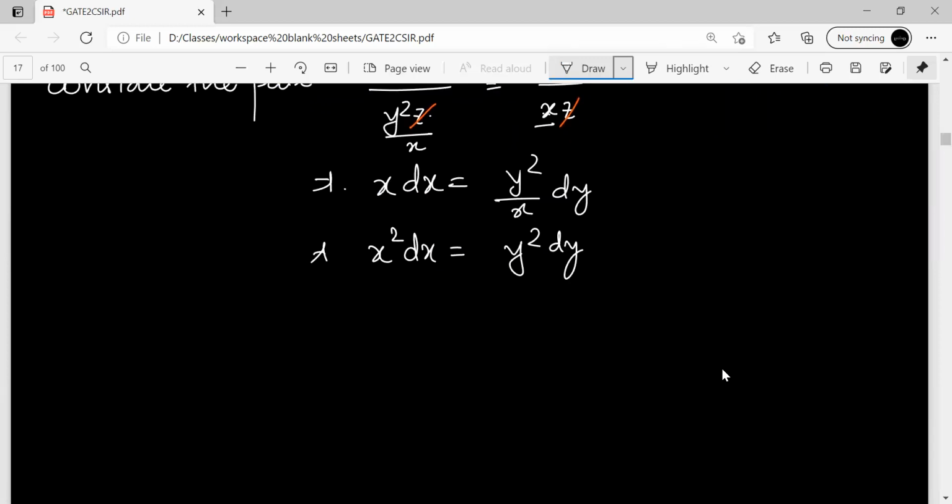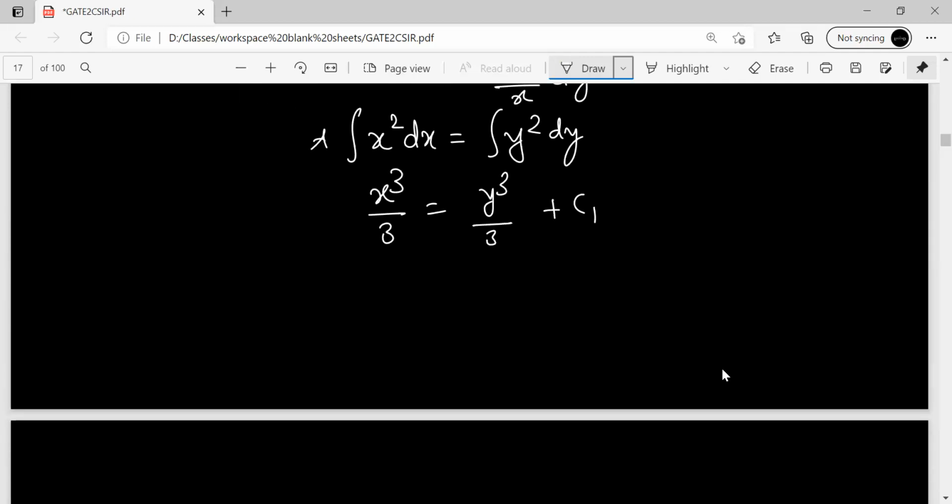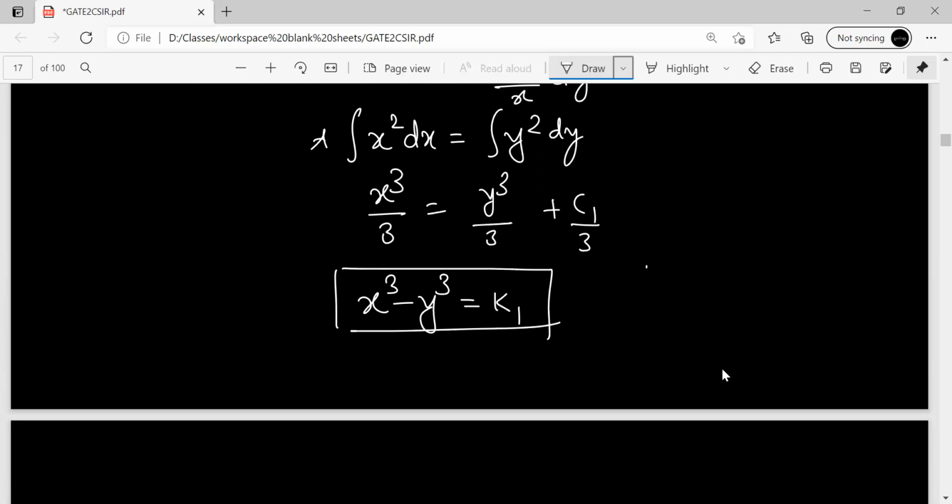You got your nice equation which you have been solving since your lower standard. So it will be simply x cubed over 3 equals y cubed over 3 plus some c1. Okay, and you can even take this as c1 by 3. So simply you get x cubed minus y cubed equal to c1 by 3. I'm calling another constant, say k1. It's a constant. So I'm saying k1 is nothing but my c1 over 3.